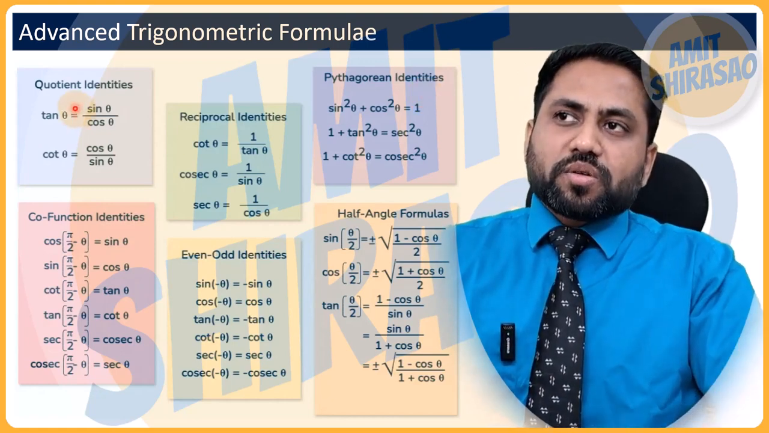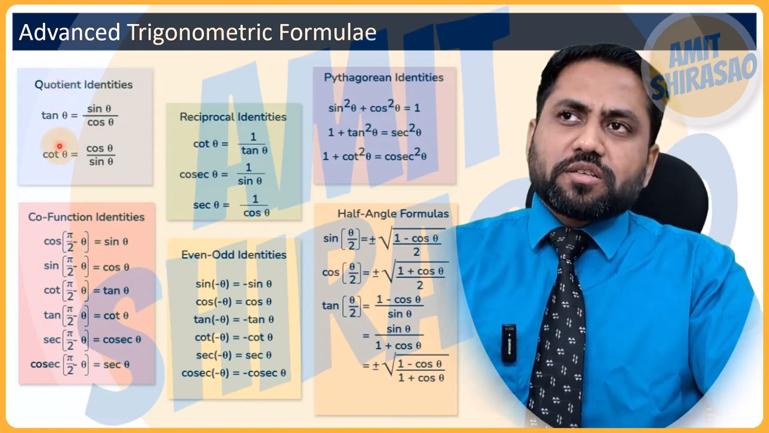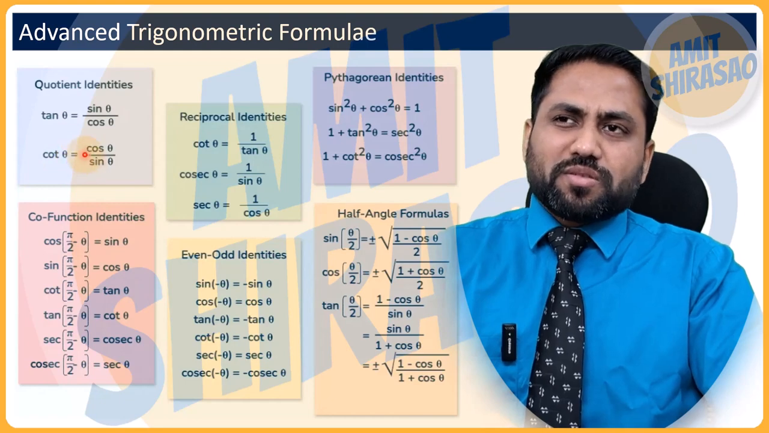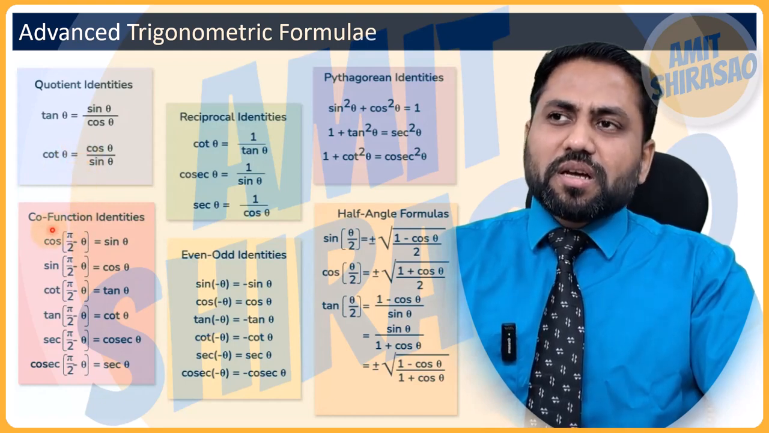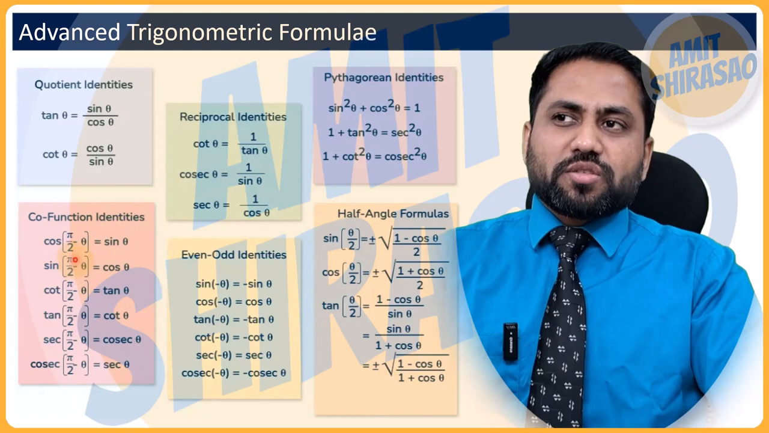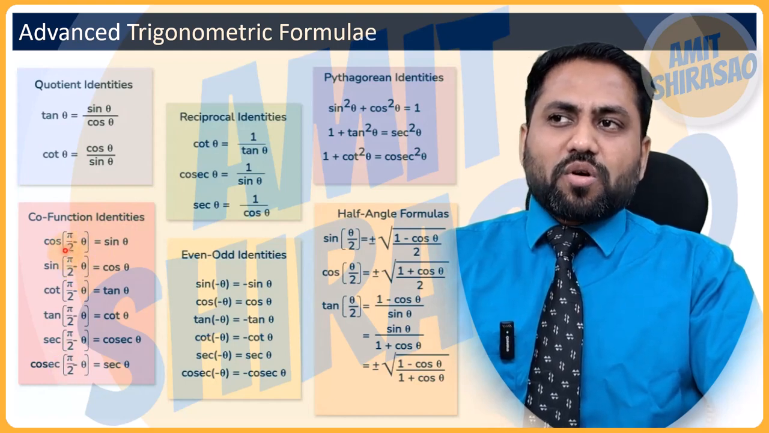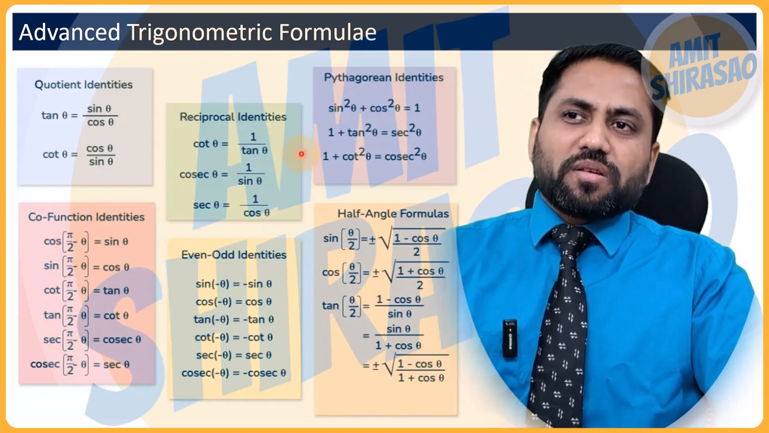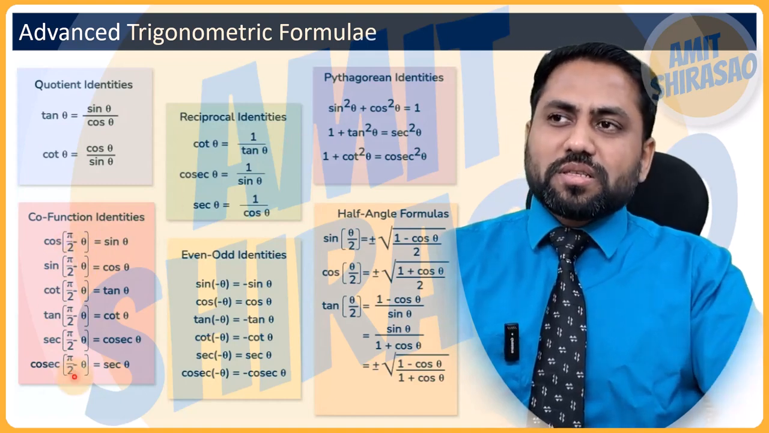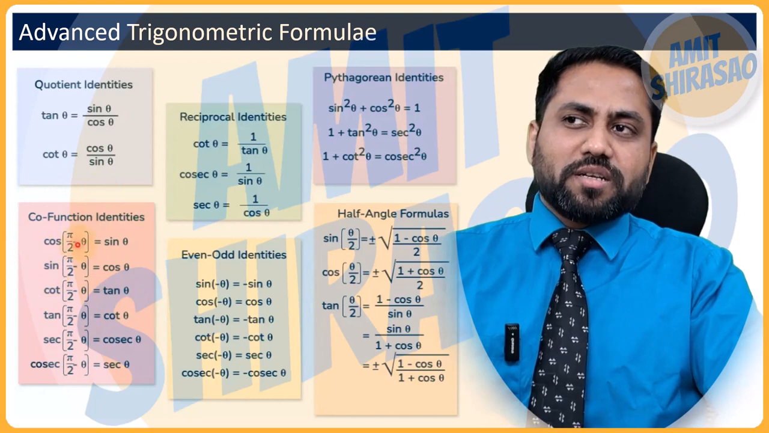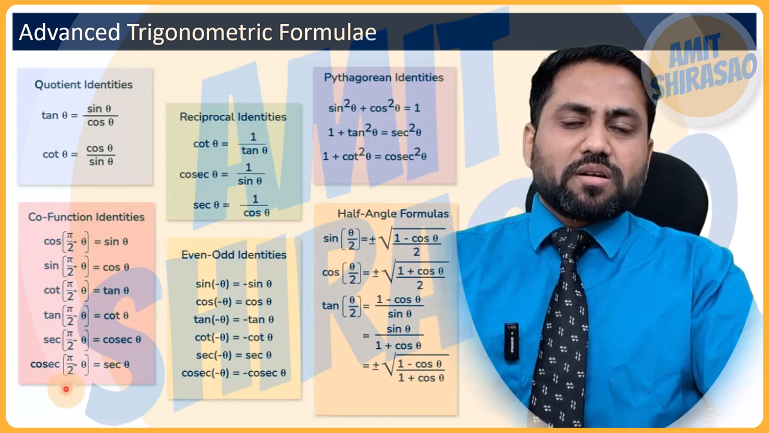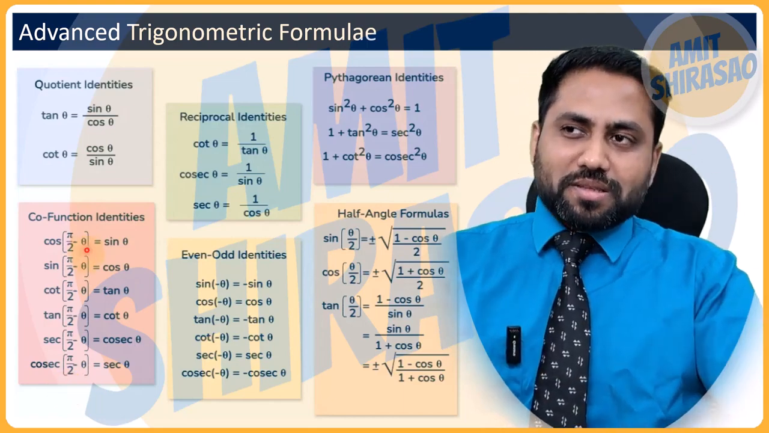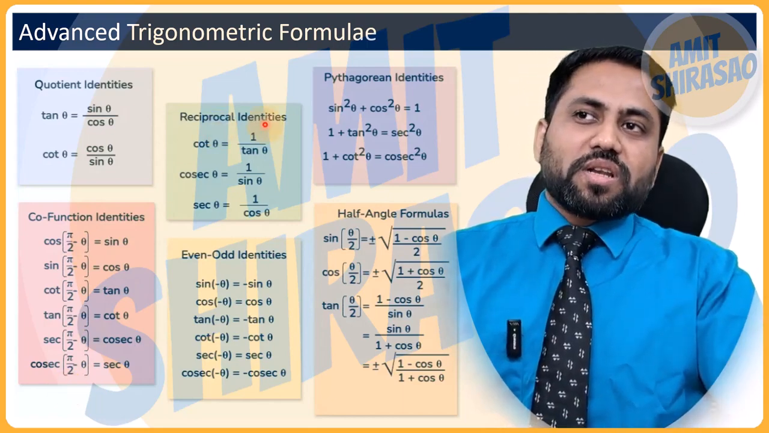So here, let us go through them one by one. Advanced trigonometric formulae. Tan theta is equal to sine by cos. This we already know. Cot is equal to cos by sine. We know that. Co-function identities. So here, cos of 90 minus theta is equal to sine theta. We have already seen this. We have seen it for 180 degrees also. So these are trigonometric identities for complementary angles, and similarly we saw it for supplementary angles also. This is nothing.